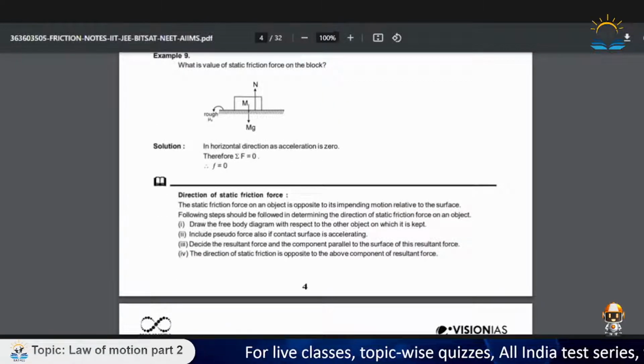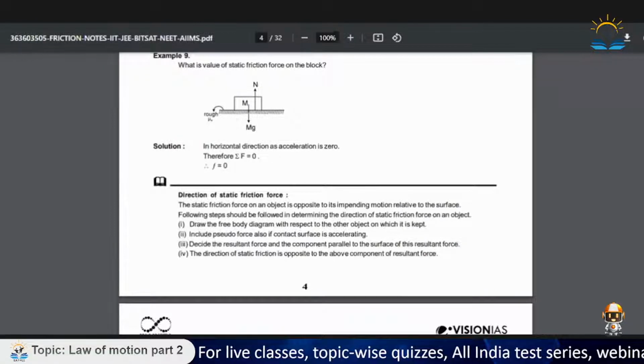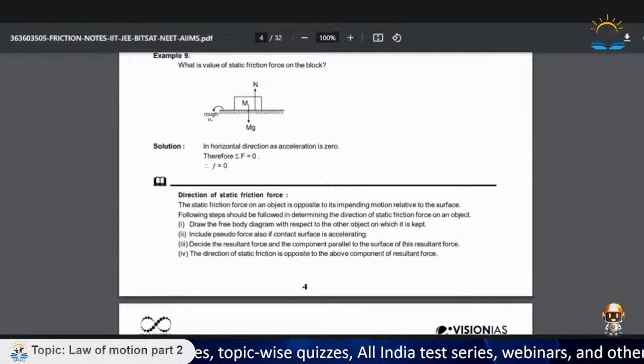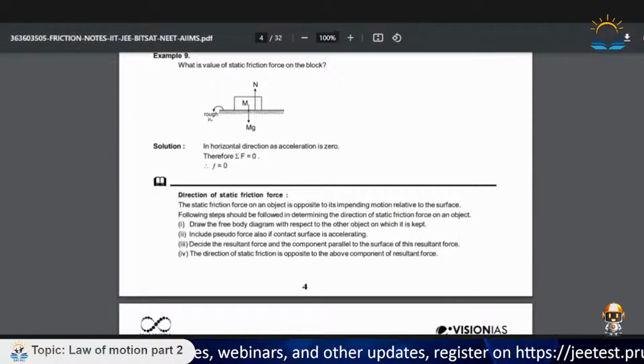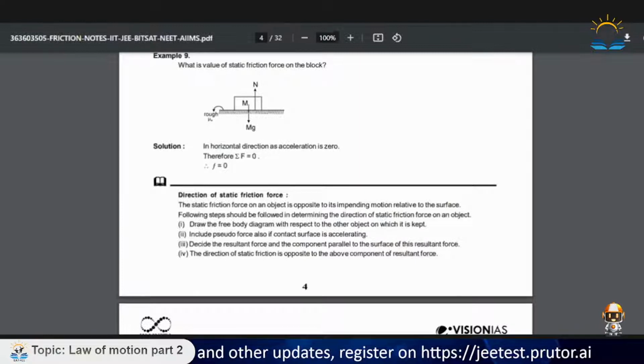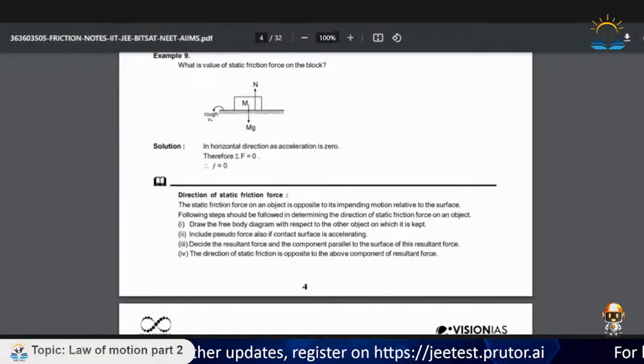Since no relative motion comes into the picture while we are talking of static friction, we do not say that the direction of static friction is opposite to the relative motion of the body. We will say the direction of static friction is basically in the direction opposite to the net resultant force that is applied on the object.